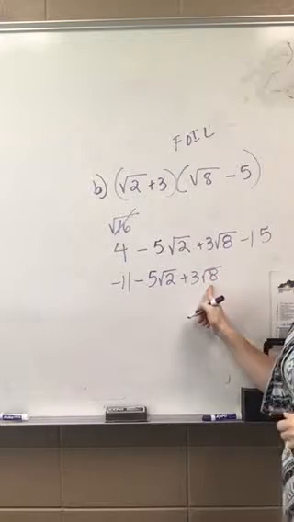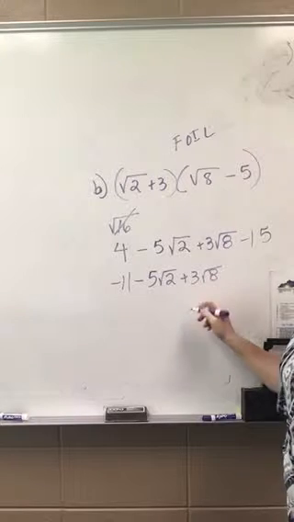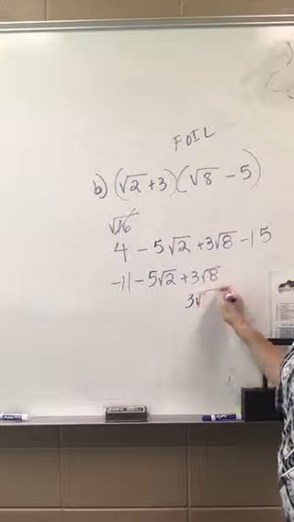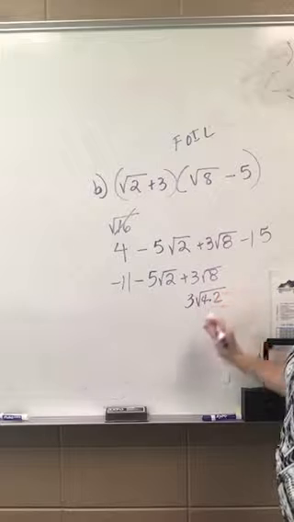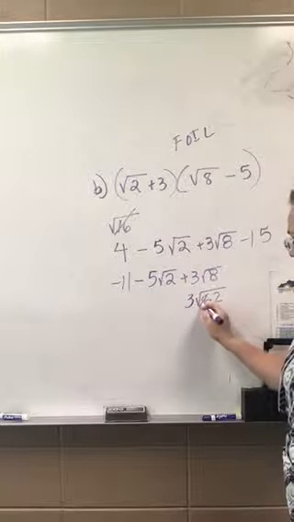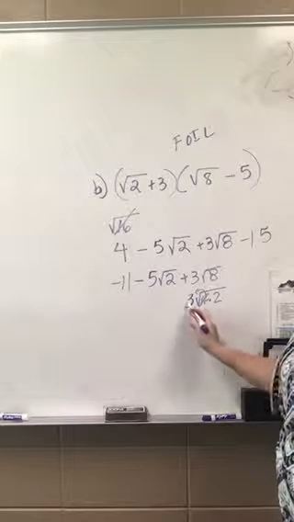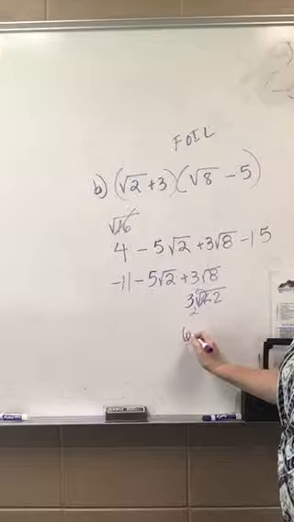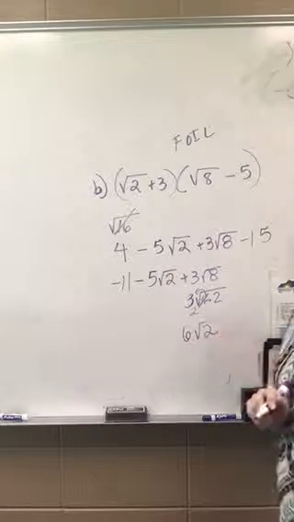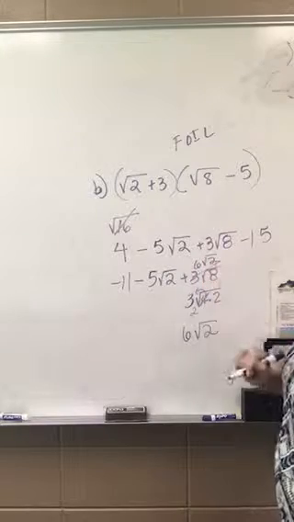This square root of 8 will actually reduce, and we're always required to reduce when possible. So 8, while it's not perfect, does contain a factor of 4. 4 times 2 is 8. The square root of 4 is perfect, can come out of the radical as a 2, multiplying onto the 3, giving us a 6 radical 2. So this reduces to 6 radical 2.